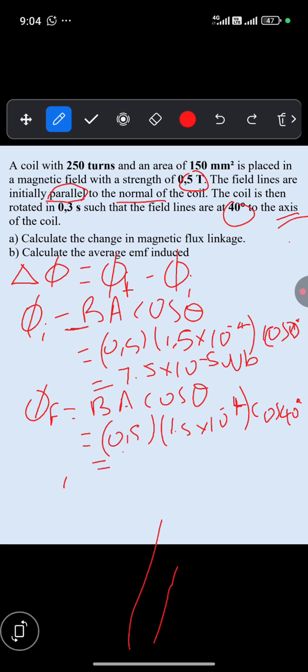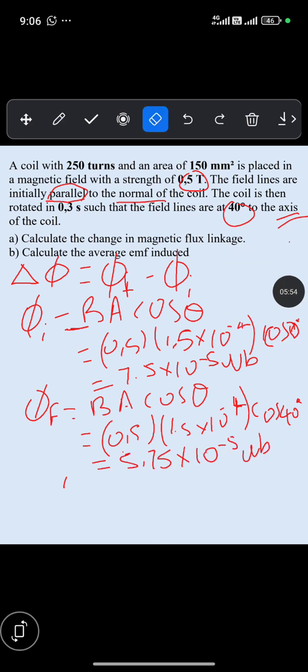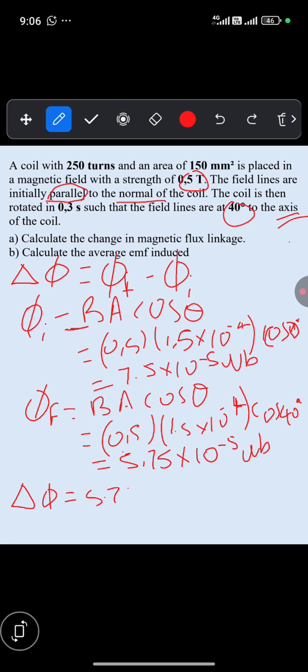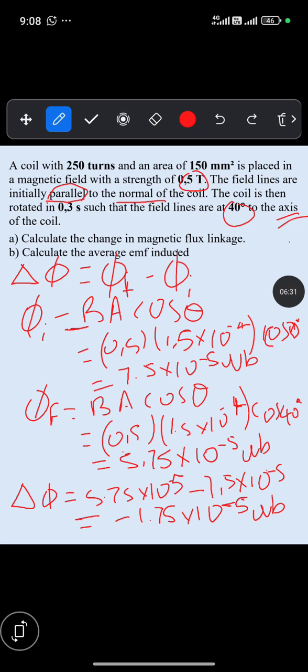And then we get our final flux. Therefore, the change in magnetic flux is the final flux, which is 5.75 times 10 to the power negative 5, minus 7.5 times 10 to the power negative 5, is equal to. So this is the change in magnetic flux: 1.75 times 10 to the power negative 5.